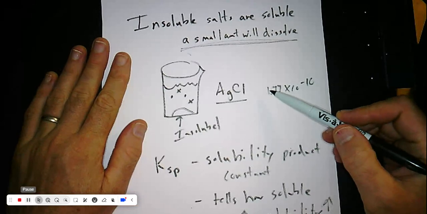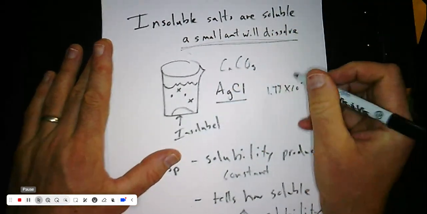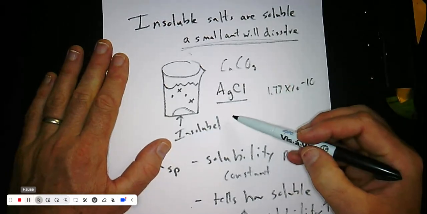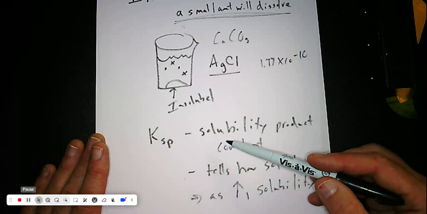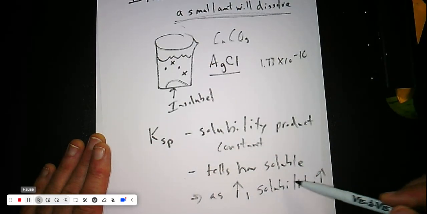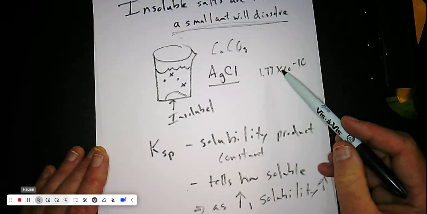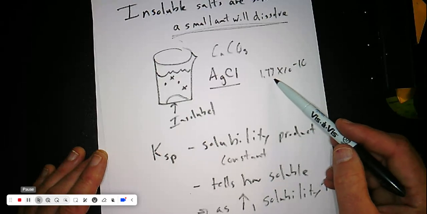Example is silver chloride, calcium carbonate is another one. All right. And what tells you how soluble it is is its KSP value, its solubility product constant. As that goes up, solubility goes up. All right. And they're typically only going to be a negative exponent, like a very small decimal.